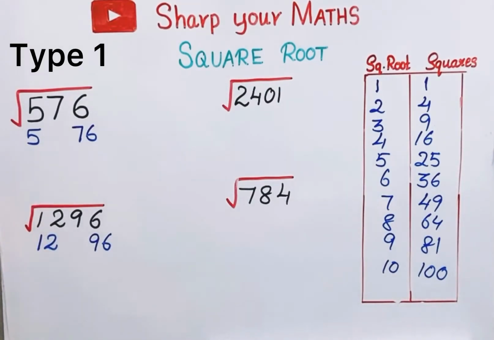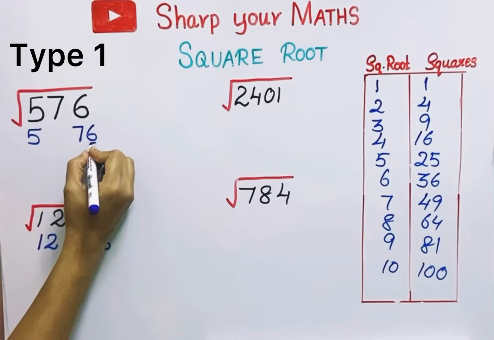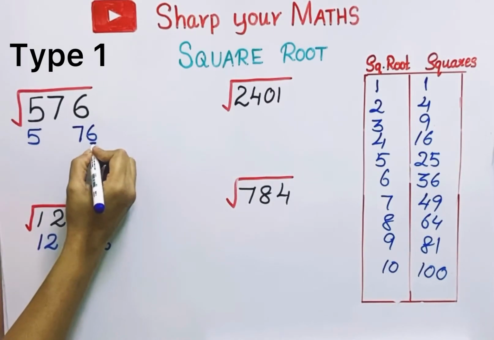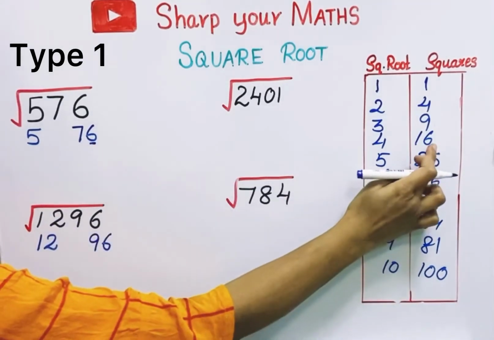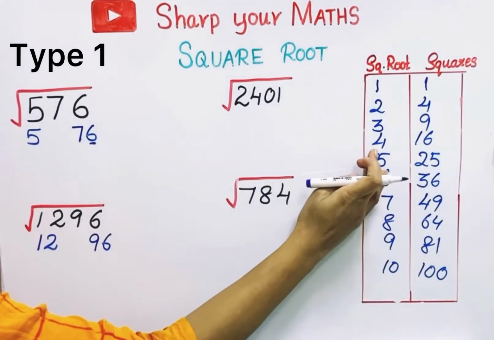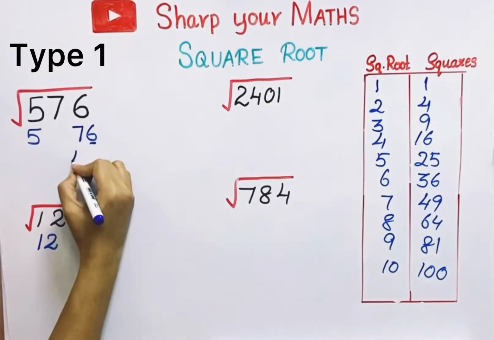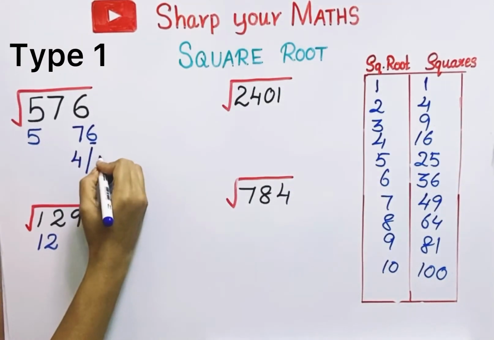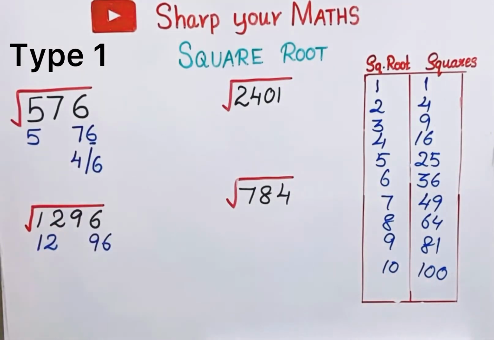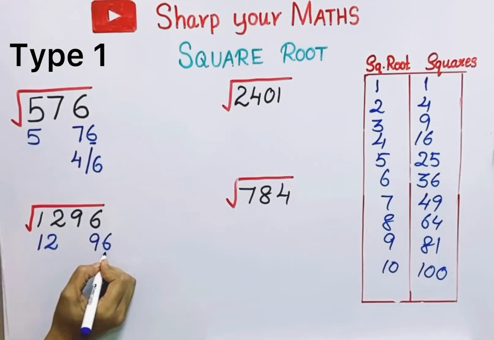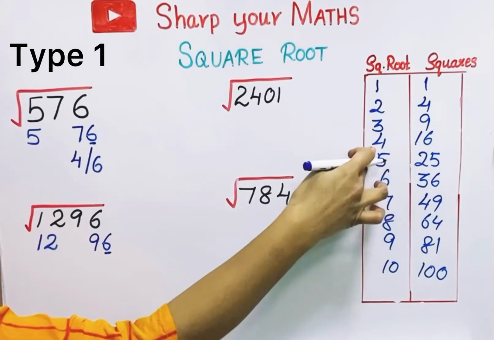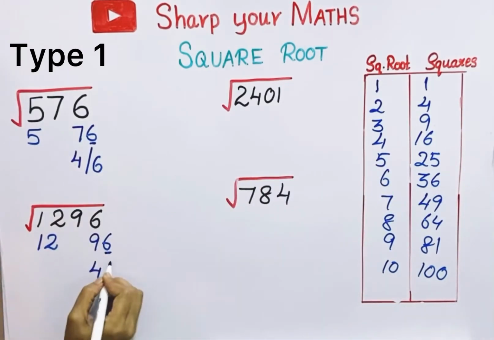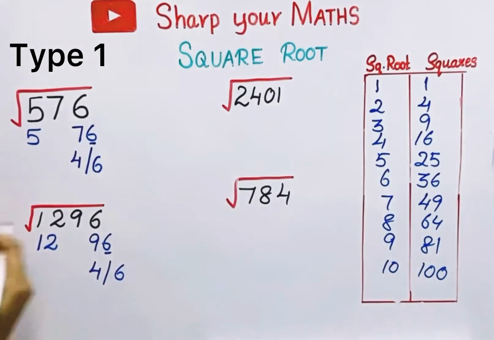Second step, check the unit digit of this rightmost group. It's 6. If the square ends with 6, its square root can be 4 or 6. Okay, so just check the unit digit in the rightmost group. If it ends with 6, then its square root can be 4 or 6. This is the second step.